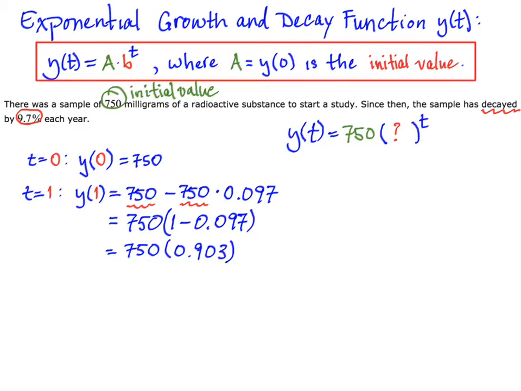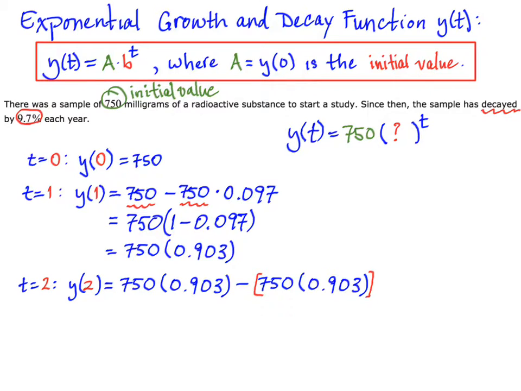Now let's go 1 year later. So when t equals 2, how much of the substance do we have? Well, we've decreased it by another 9.7% from the previous year. So y of 2 is going to be the previous year's amount, 750 times 0.903, minus 9.7% of that amount. Okay, so you take the previous year's amount and then you subtract off the previous year's amount times 9.7% or 0.097.